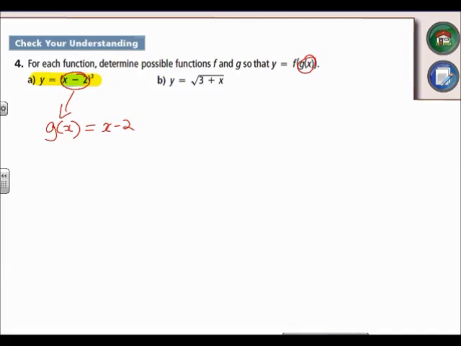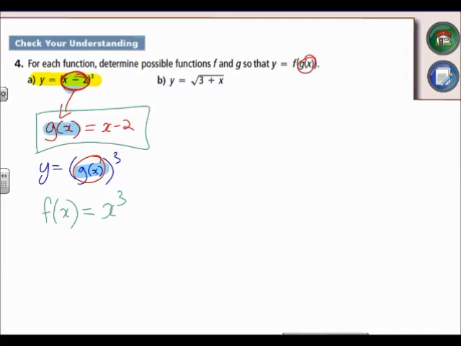And now wherever I put that in there, what I did is I substituted, so I said really y is equal to that. Or I took this g inside of there. Well, just change that to an x, make this into an f, and we've got the second function. First one, second one, done deal.